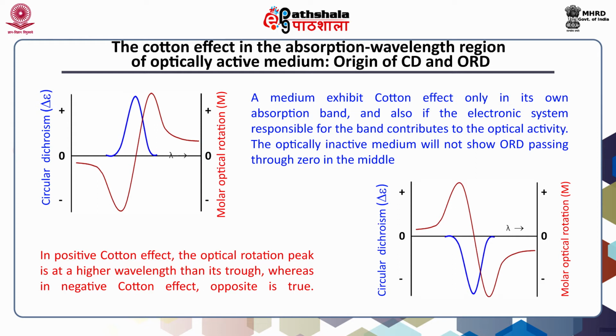There are two kinds of Cotton effect, as I mentioned, negative and positive. Let's see how to remember which is which. We can also say that in a positive Cotton effect, the molar rotation peak is at a higher wavelength than its trough, whereas in a negative Cotton effect, the opposite is true. The left side panel shows a positive Cotton effect, while the right side panel shows a negative Cotton effect.